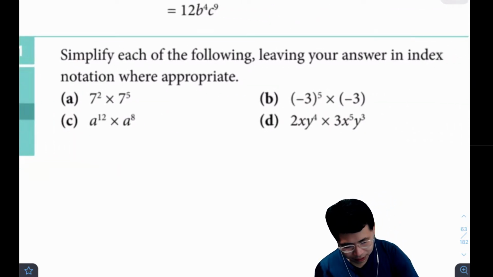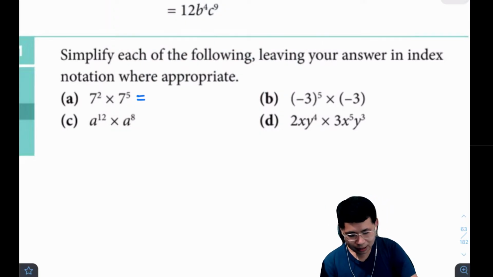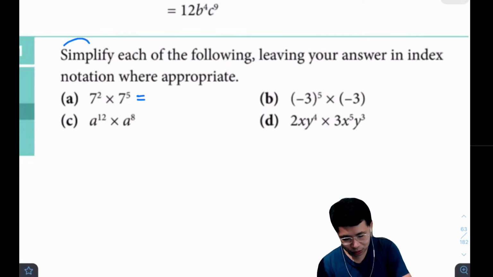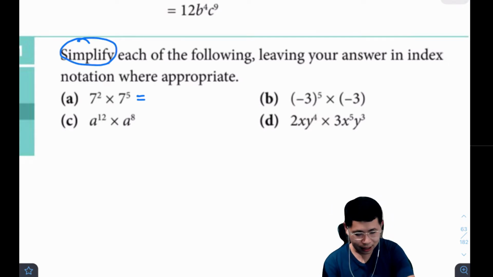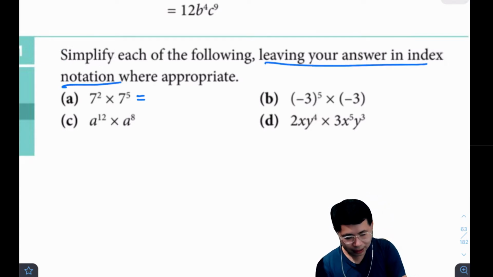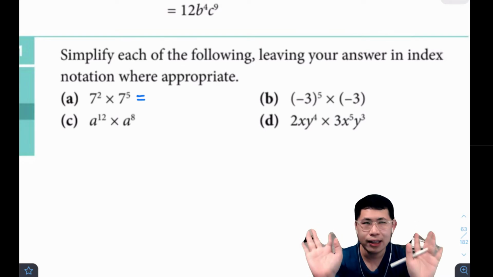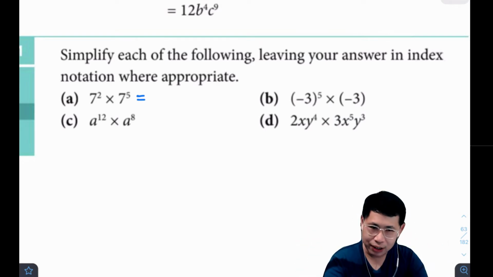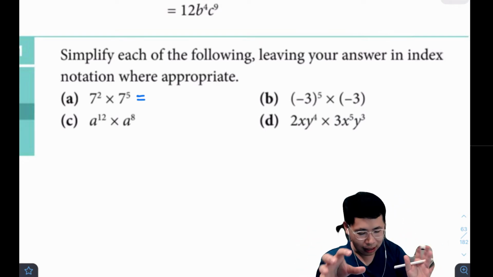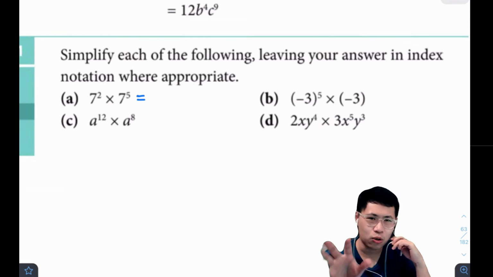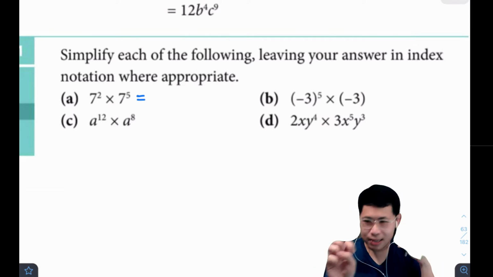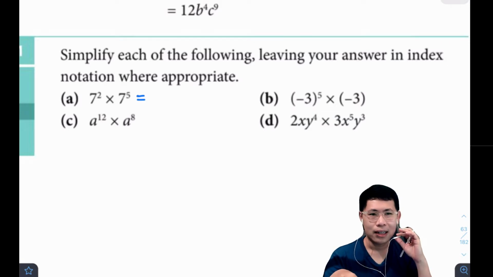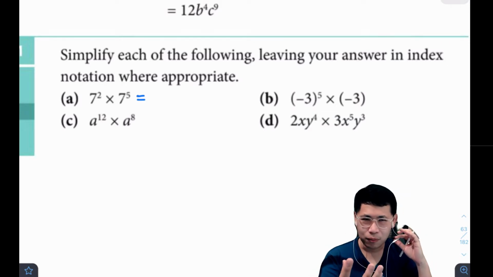So we have 7 squared and 7 to the power of 5. So we can simplify. What we are going to do is simplify each of these, and we leave our number in index notation. Means we don't have to evaluate the final value. We just need to leave the answer in index notation. This one is suitable for us to assess how, with the different bases, the powers combine.